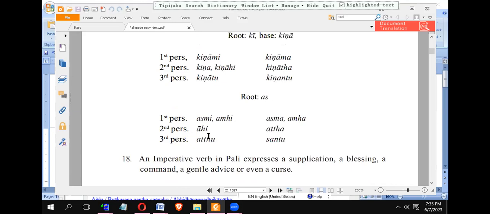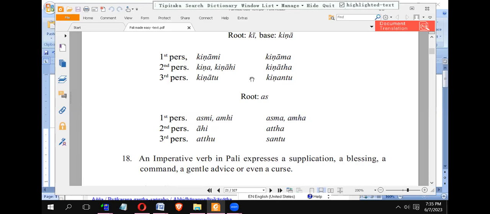All right. The next one is a special one. Atu, santu, ahi, ata, asmi, ama, asama. So you see this asmi, asma is the same as the present tense, right? This one is also the same as the present tense. If you notice, these are the same as the present tense. Asmi, ama, asma, also present tense. So they are quite similar here, right?